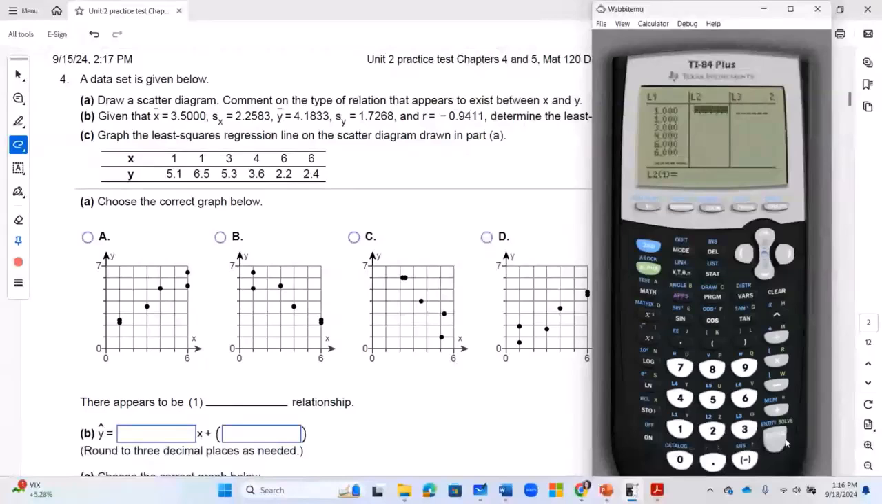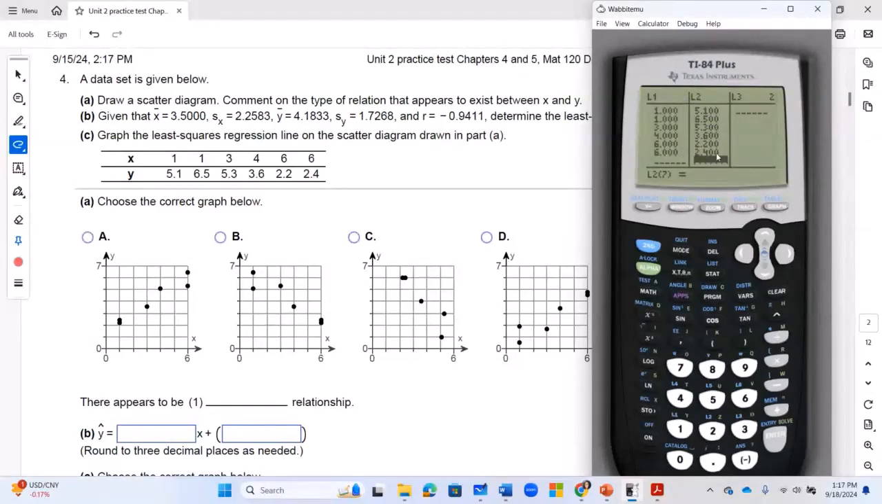And then I go to L2: 5.1, enter, 6.5, enter, 5.3, enter, 3.6, enter, 2.2, enter, 2.4, enter. Okay, when you finish, the two last numbers must be on the same horizontal line.